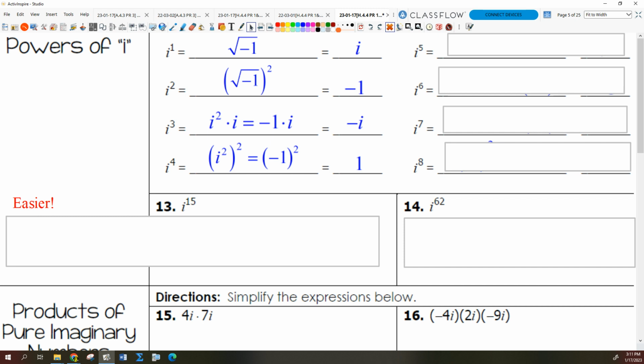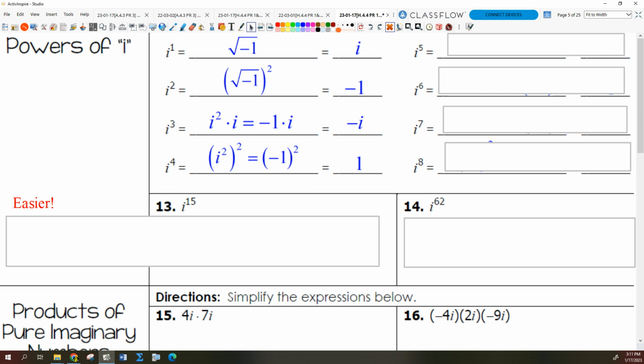What's i to the 5th? Confused? Could you see how we got i to the 4th? Okay, I'm seeing people are shaking their heads. They're not seeing how I'm getting this. They're not picking up what I'm putting down here.